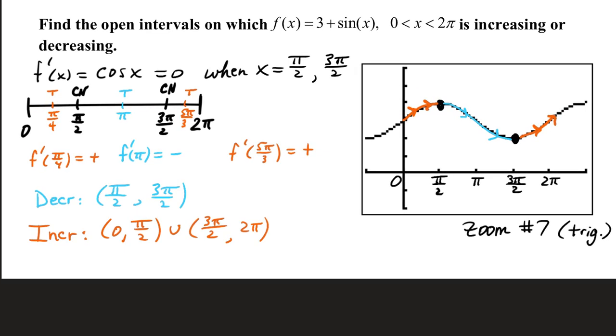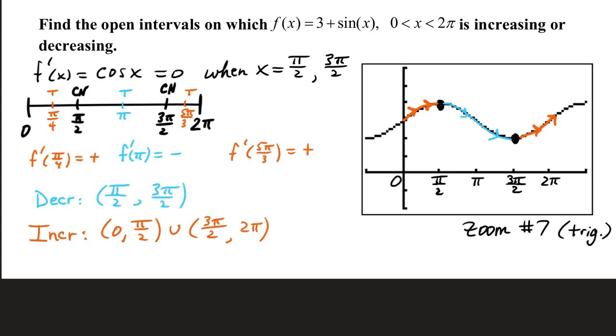Our last example, find the open intervals on which the function 3 plus sine x between 0 and 2 pi is increasing or decreasing. In the graph, now I went farther than 0 to 2 pi just so that we weren't sort of crunched on what we could see.